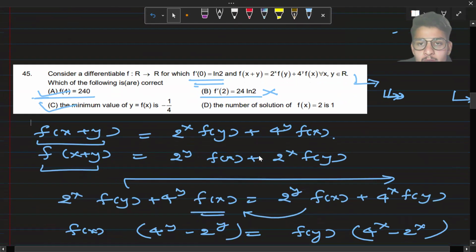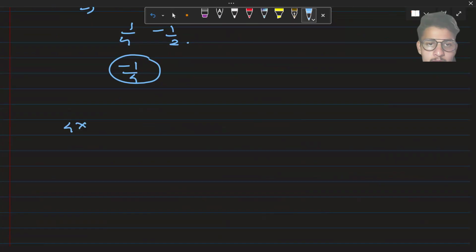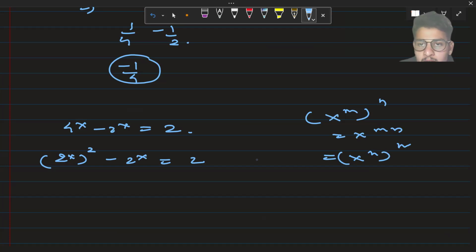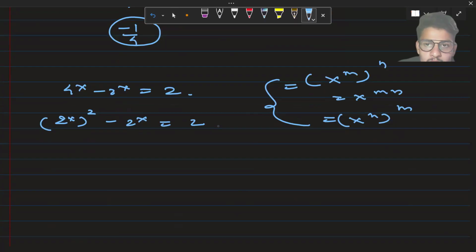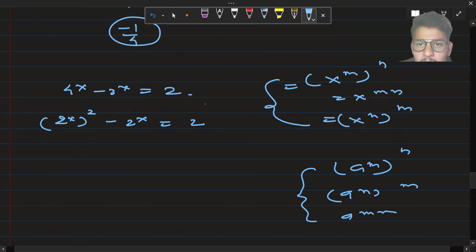Now the final option is left. The number of solutions of f(x) is equal to 2 is: f(x) is equal to 2, 4 to the power x minus 2 to the power x is equal to 2. This you need to find. Okay, so 2 to the power 2x, this can be written as this. Okay, a to the power mn can be written as a to the power mn or a to the power nm. These all three are same only.